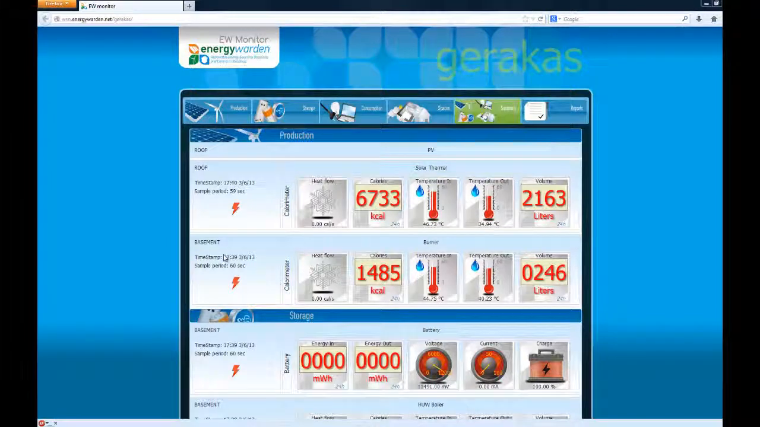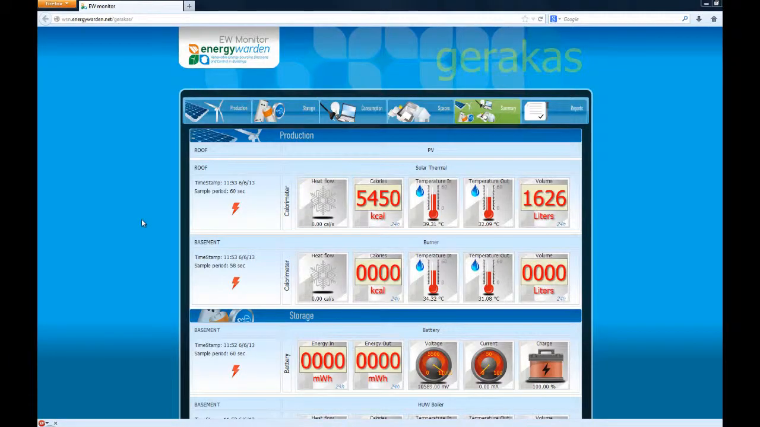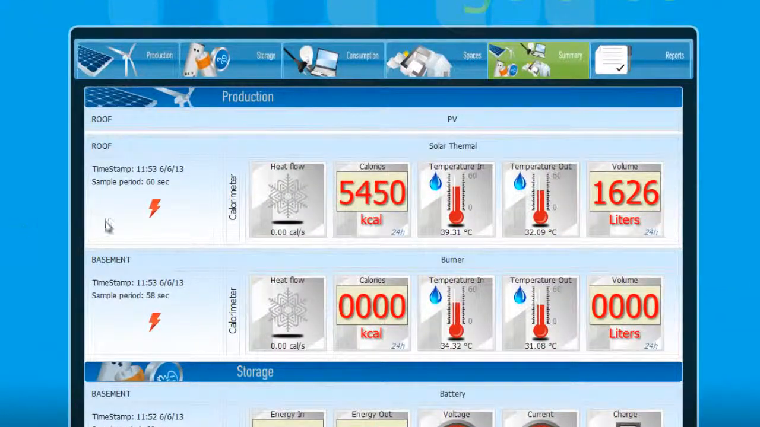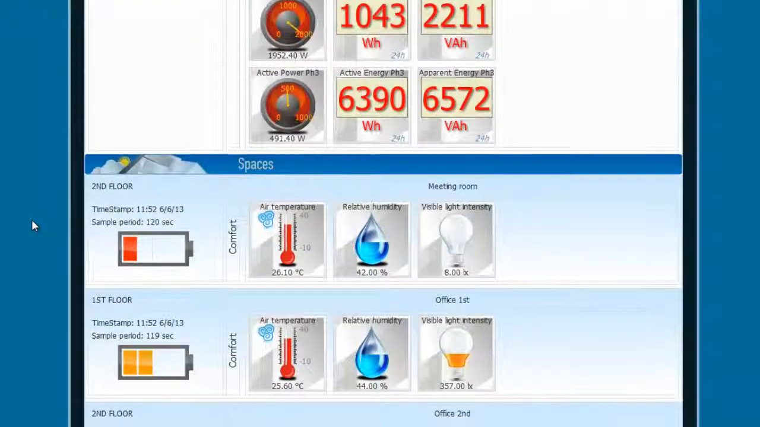Also, just above the energy supply symbol, the information on the sampling period of the node is shown. This period is configured by the bridge application. This is explained in another video. The left column on the dashboard screen illustrates the kind of energy the node is running on. In case of a battery supply, the state of charge of the battery is also shown.